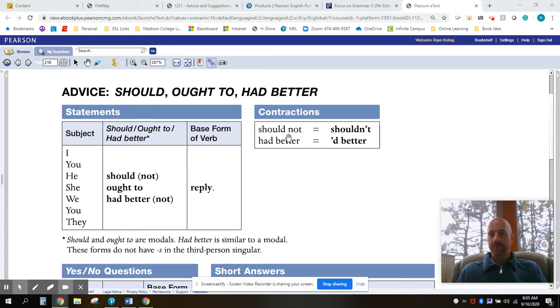The contracted form of should not is shouldn't, and had better, we contract had with an apostrophe D plus better. We'll get into pronunciation later.